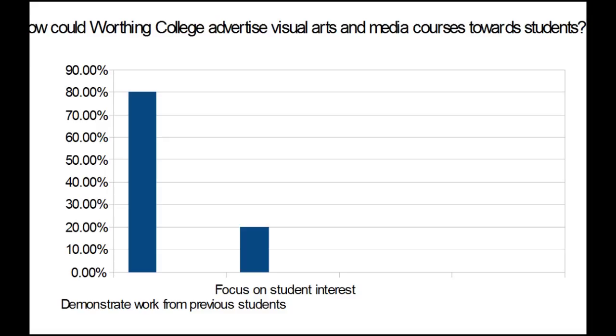As displayed by the results, a large majority of participants suggested that Worthing College should demonstrate achievements made by previous students in order to advertise visual arts and media courses. This can be performed through showing highly graded coursework produced by students who have partaken the course before.